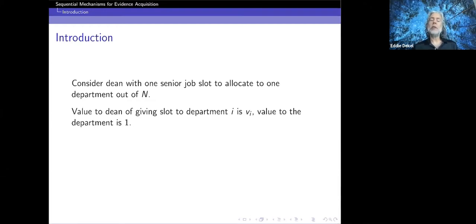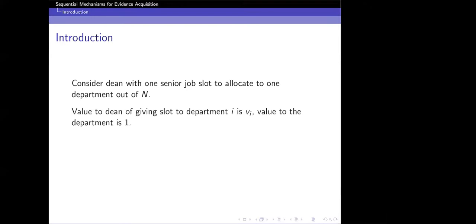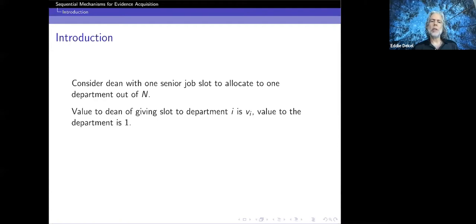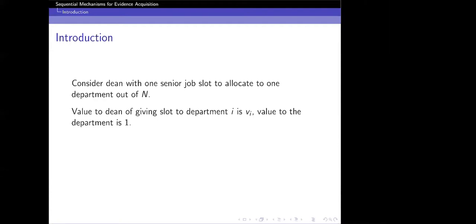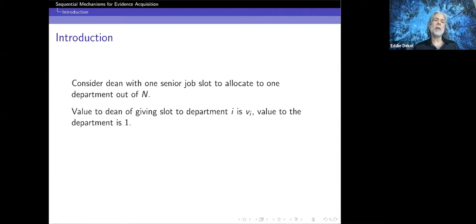So we're going to have a standard type of allocation problem. There's going to be one unit to allocate. The simplest version to think of is an organization like a university that has something to give to one unit within the enterprise. So in this case, it's going to be a dean who has a job slot to give to one department, and there are n departments out there. And the value to giving the slot to department i depends on i's candidates, and that's going to be denoted V_i.